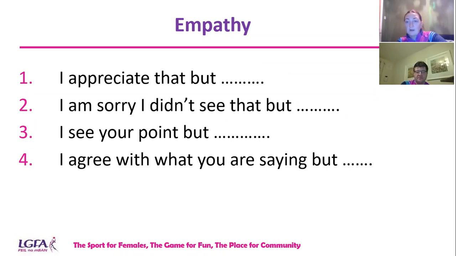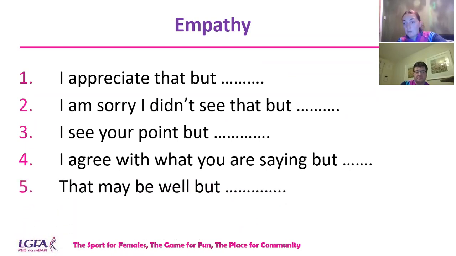I see your point, but from where I stood, it was a goal. I agree with what you're saying, but, and then you move on. So all the time the empathy: yes, I agree you were fouled, but you struck back. So there's nothing I can do here. You know, yeah, she definitely did foul you, but you struck back. And the rule is both of you have to go.